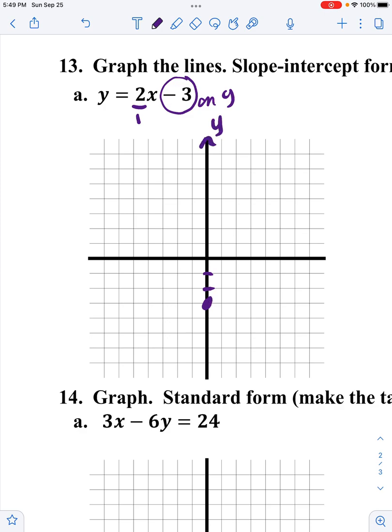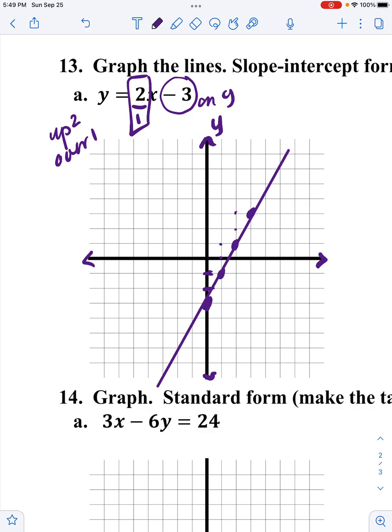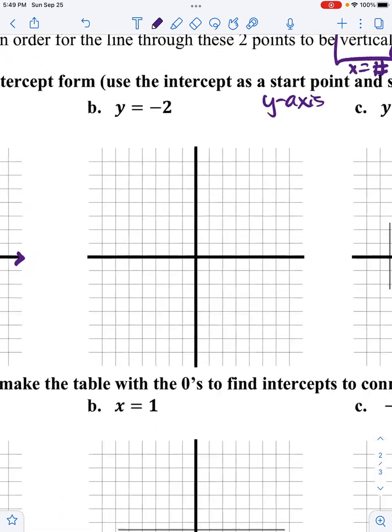It's a super popular thing to do wrong to start on the x-axis, but you don't. You've got to start up or down. And then this slope is telling me, since it's positive, to go up 2 over 1 to the right from that negative 3 point. So up 2 over 1, up 2 over 1, up 2 over 1. And then I'm just connecting those dots, and I'm going to be super grateful for Notability straightening that out for me.